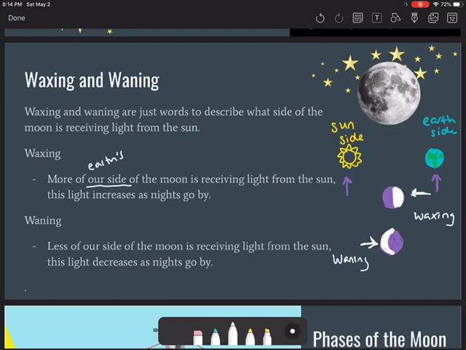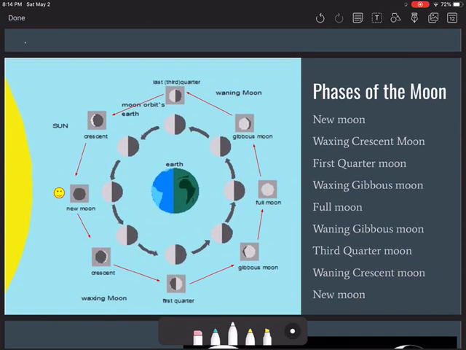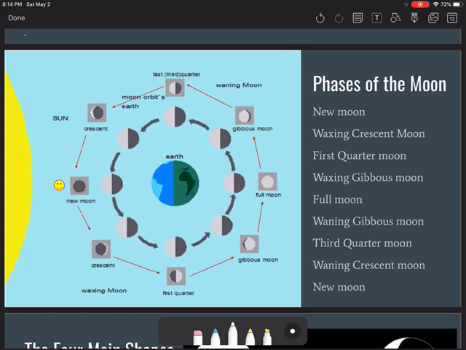So if we're looking at what side the Earth is on, what side the sun is on, if more of the Earth side is receiving the light, that's waxing. If more of the sun side is receiving light, that is waning. All right. So in this particular case, here is a diagram of the different phases of the moon.